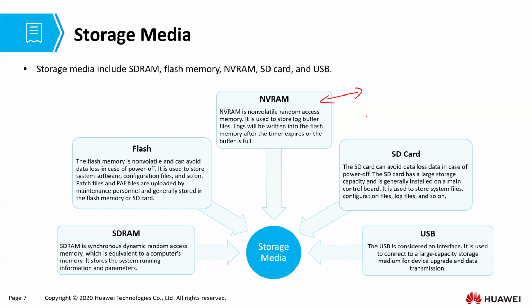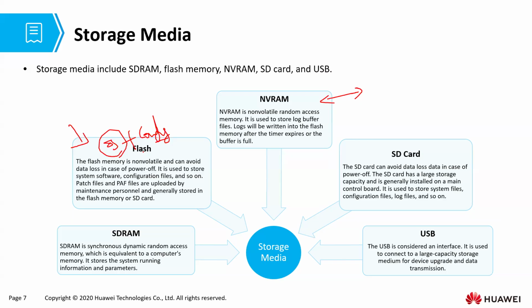Then we have the flash, which is also a non-volatile memory, where you can avoid data loss in case of a reboot, or when the device gets powered off. So that's flash for you. It is used to store the system software and the configuration files. I think that's where it's a bit different. So the flash in this case holds the operating system and also my config files, the startup configuration files.